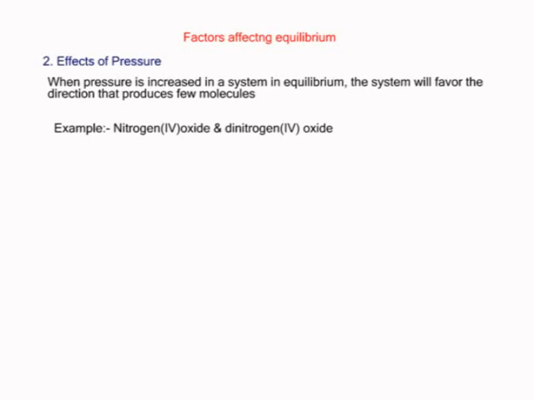For example, nitrogen 4 oxide and dinitrogen tetraoxide can exist in equilibrium as shown in this equation. On the left side we have 2 molecules and on the right we have 1 molecule. Increase in pressure will favor the production of dinitrogen tetraoxide since it has fewer molecules. Thus equilibrium will shift to the right.